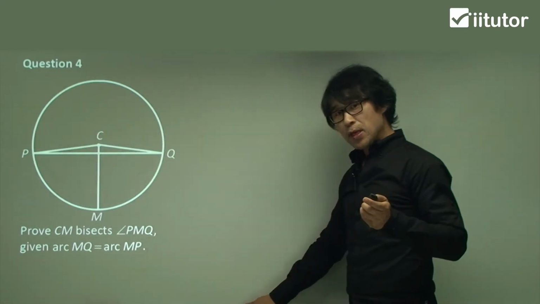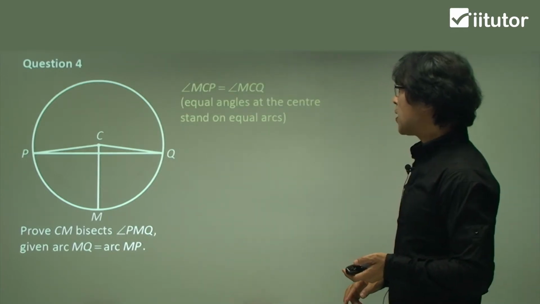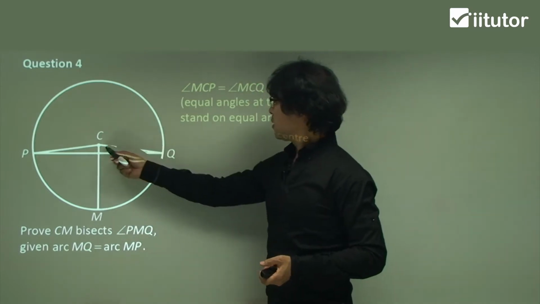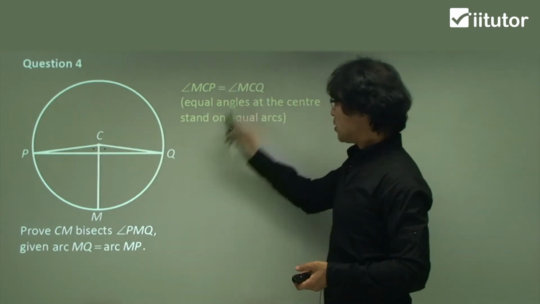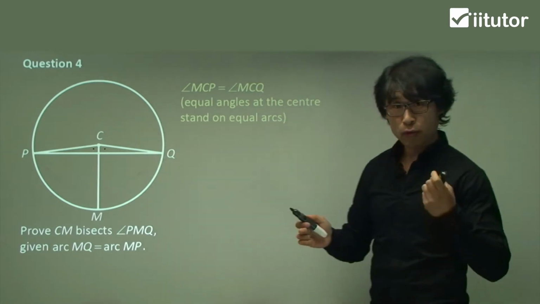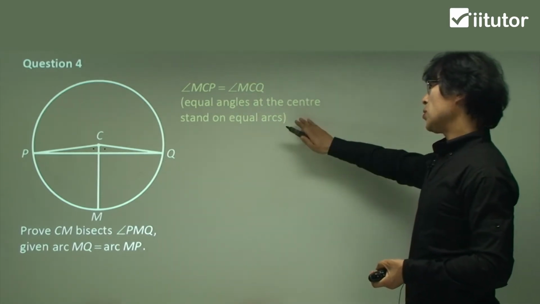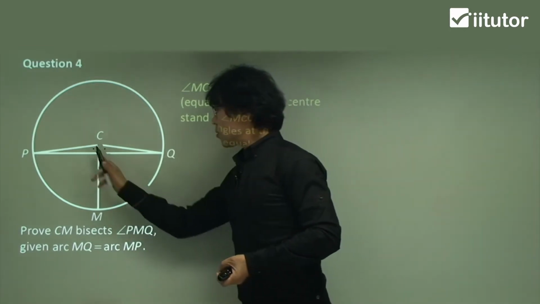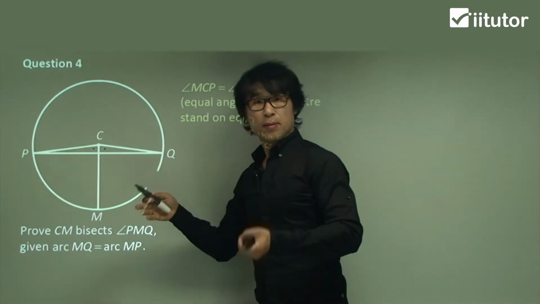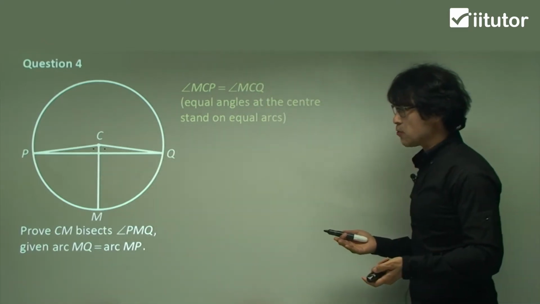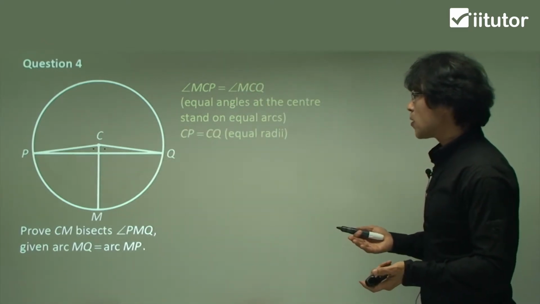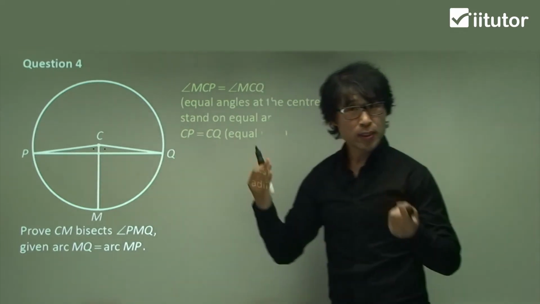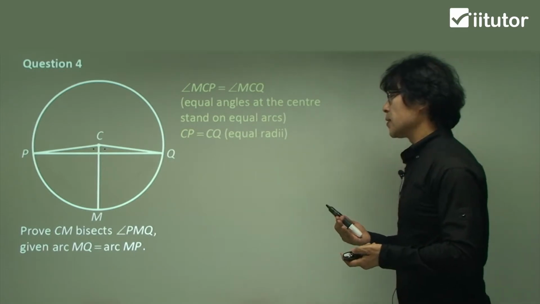Okay, you guys ready? Ready in writing? First one, angle MCP is equals to MCQ. Two angles the same. Reason? Equal angles at the center stand on the equal arc. So equal angles coming from same arc, which is what I discussed with you guys earlier. And next one, CP equals CQ, yes, equal radii, right? What else then? Yeah, CM.